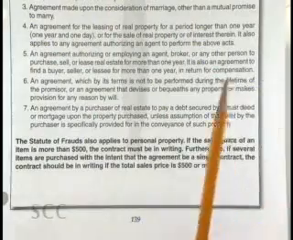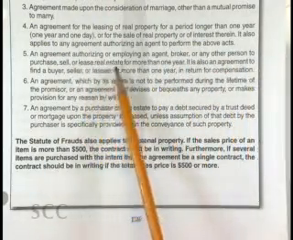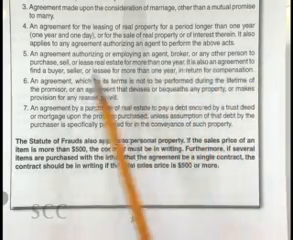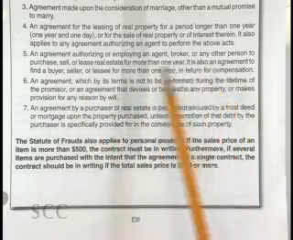Next thing, an agreement authorizing or employing an agent, broker, or other person to purchase, sell, or lease real estate for more than 1 year. It is also an agreement to find a buyer, seller, lessee, and so on and so forth. So you have to have that in writing.